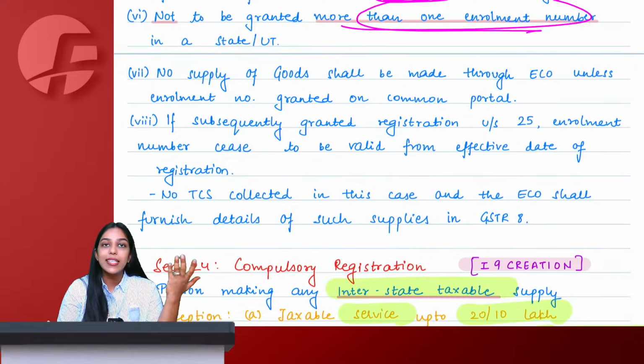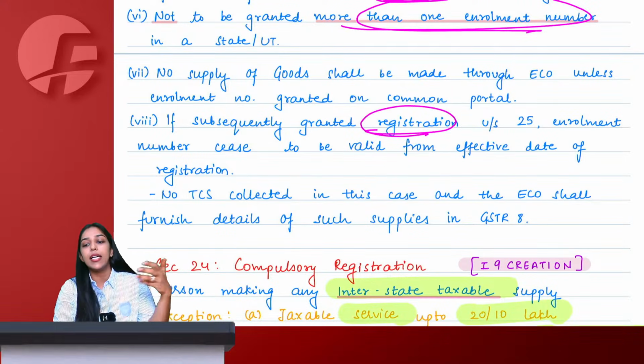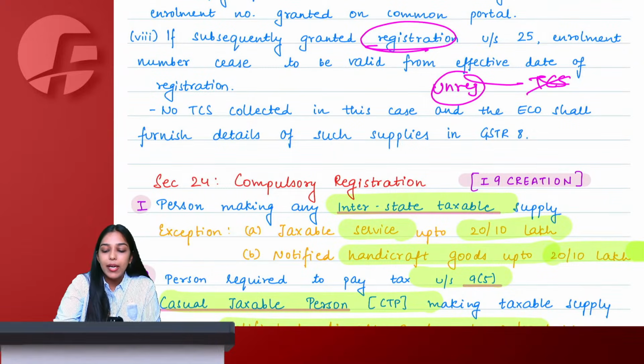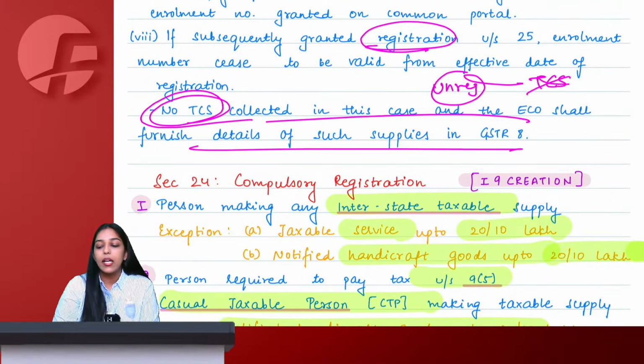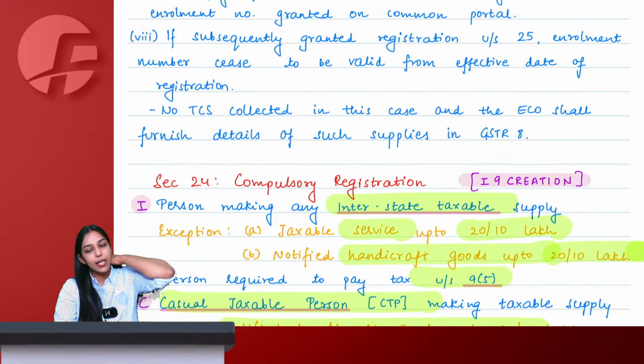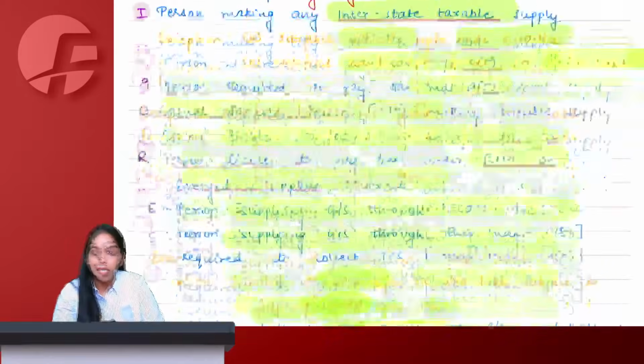Later on, let's say I decide to take registration, then my enrollment number will be cancelled and I will get a real registration number under GST. If I am an unregistered person supplying through an e-commerce operator, my TCS will not be collected. The e-commerce operator will only give details in GSTR 8 about whatever supplies I have made. But because I am unregistered, my TCS will not be collected, as I cannot reclaim that TCS later on.